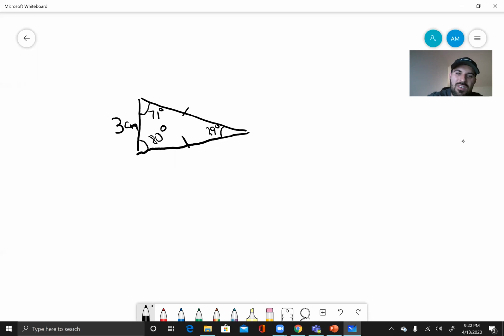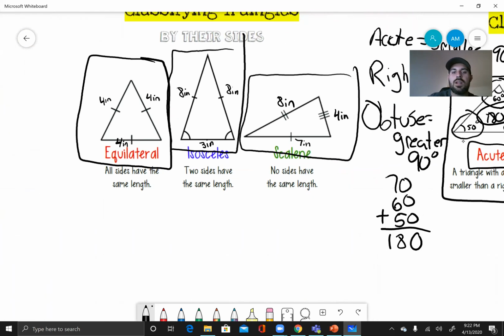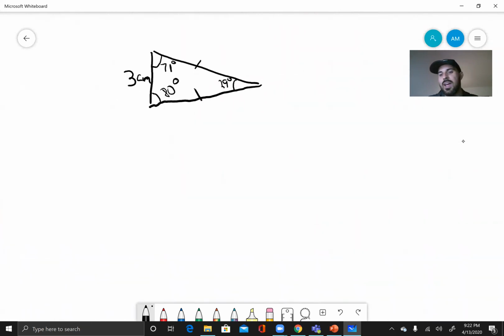Does it really matter if it tells us exactly how many centimeters each of those sides are? Not really, because the first thing we're going to identify a triangle by is its sides. And if I go back to my notes, if I have two congruent sides, that'll automatically make it a what? It would be considered an isosceles triangle. All right. So just the fact that I have two congruent sides, I can automatically call it an isosceles triangle.